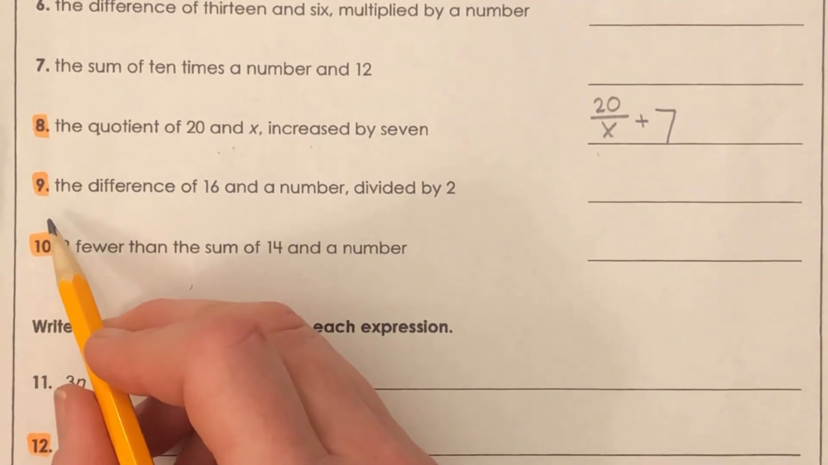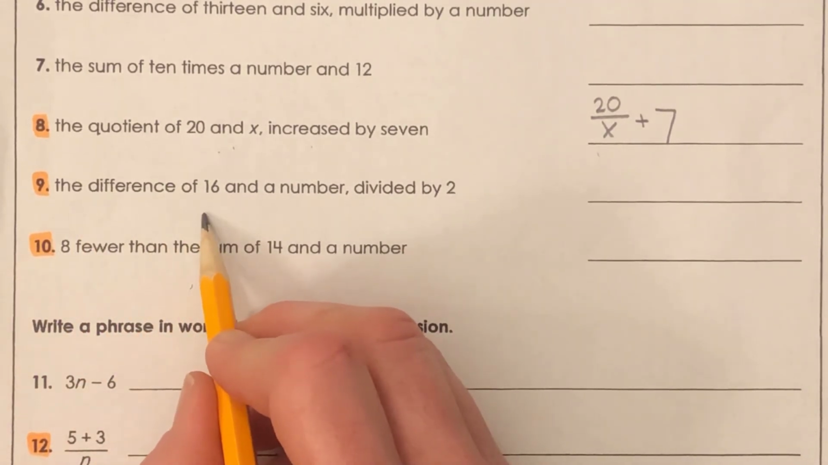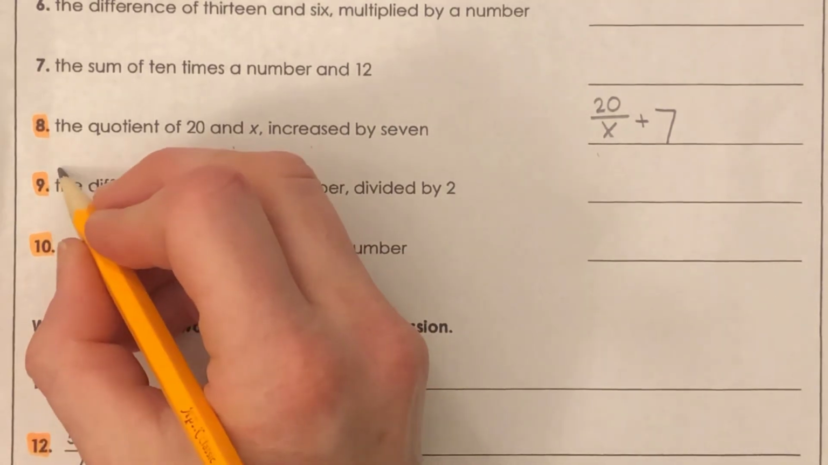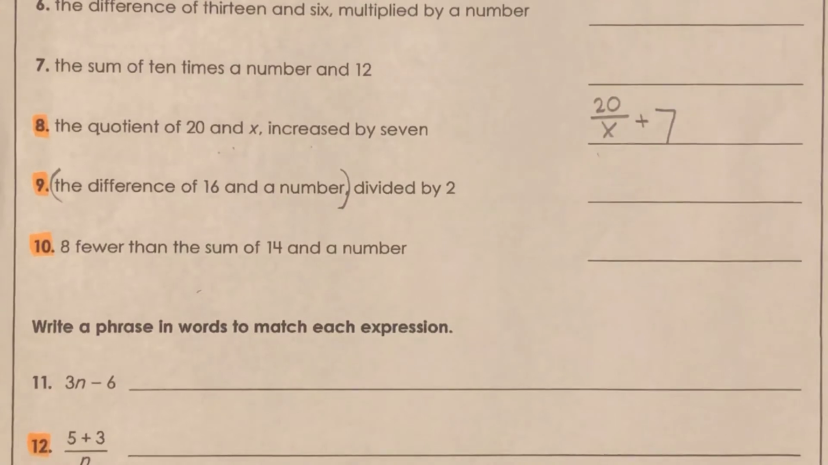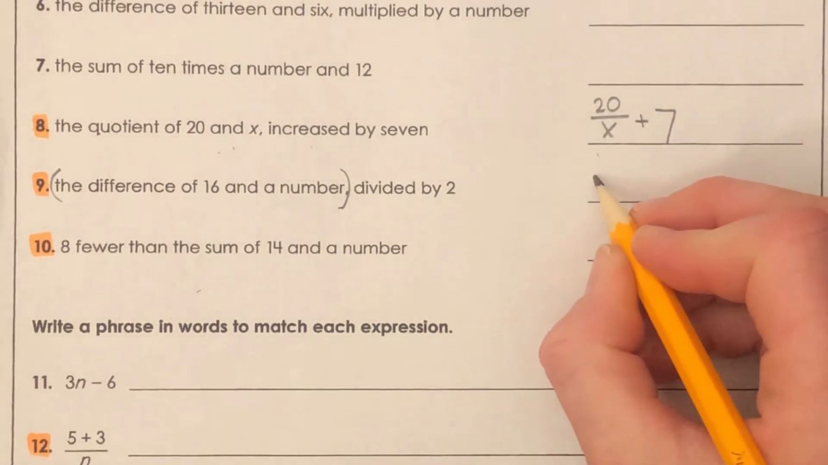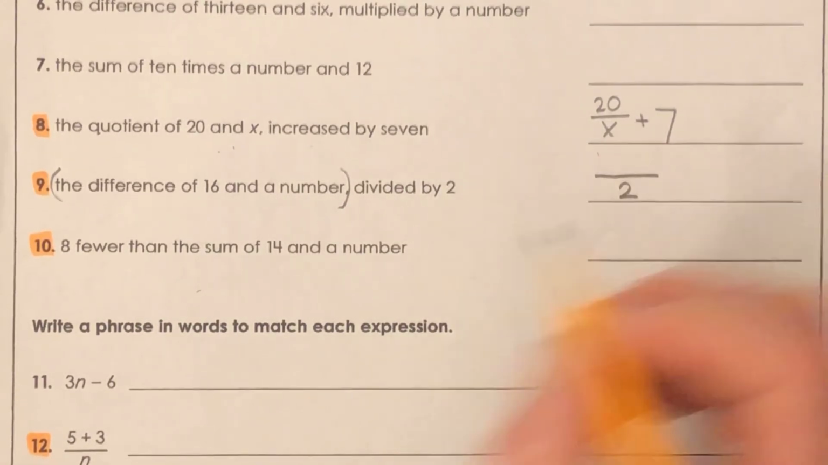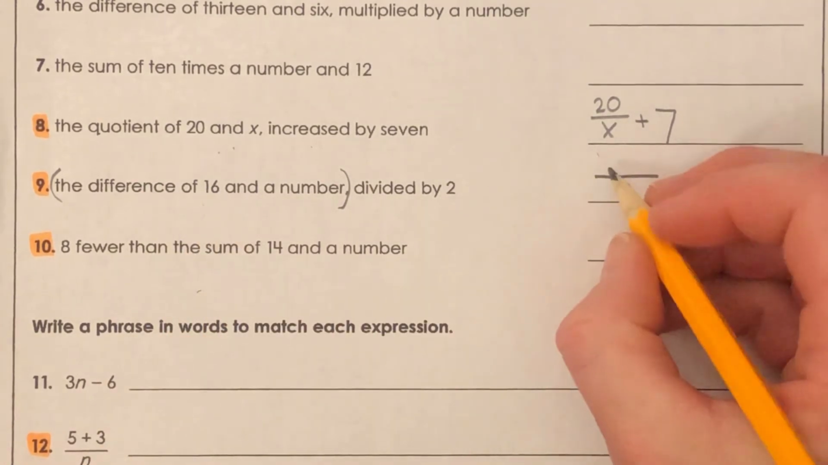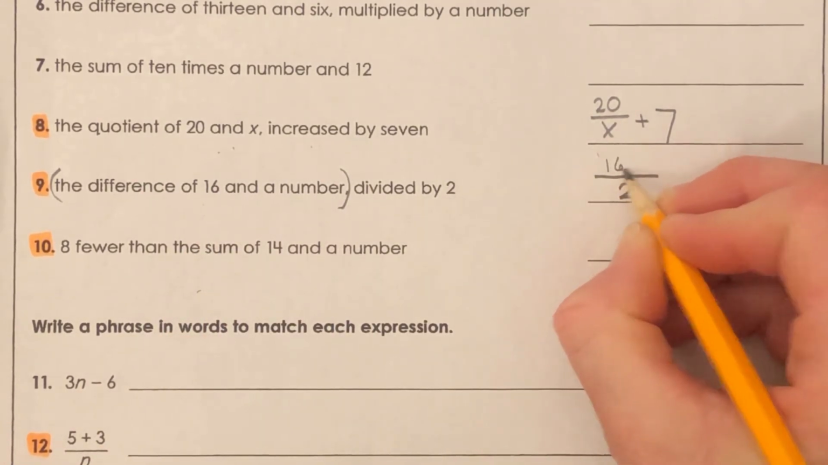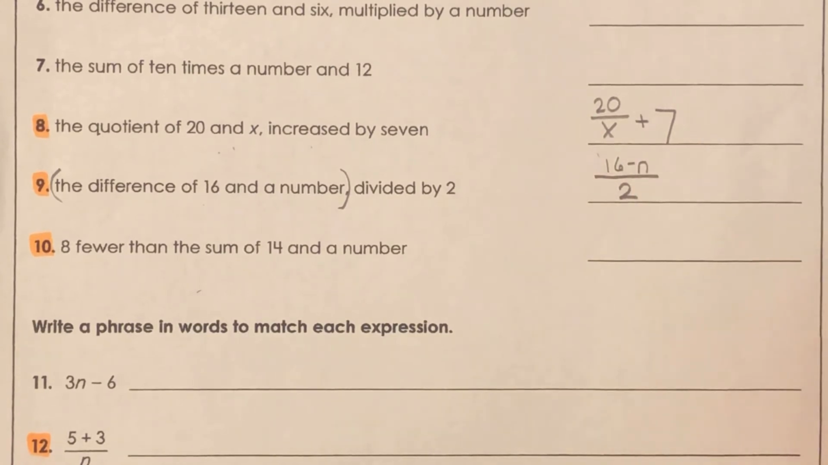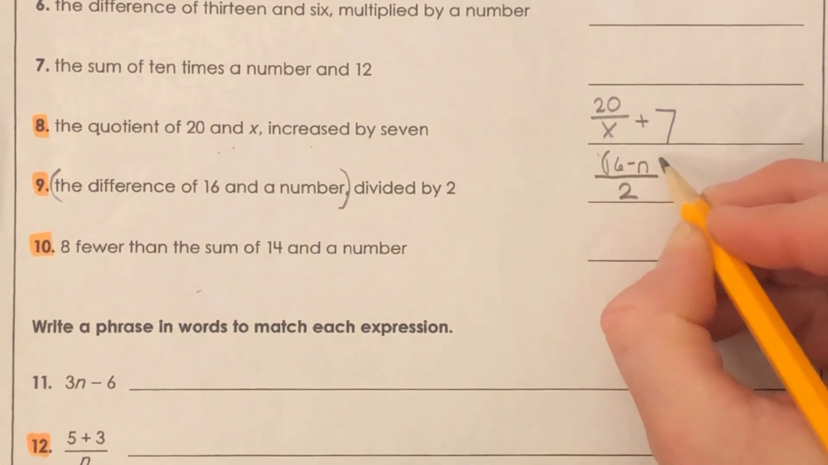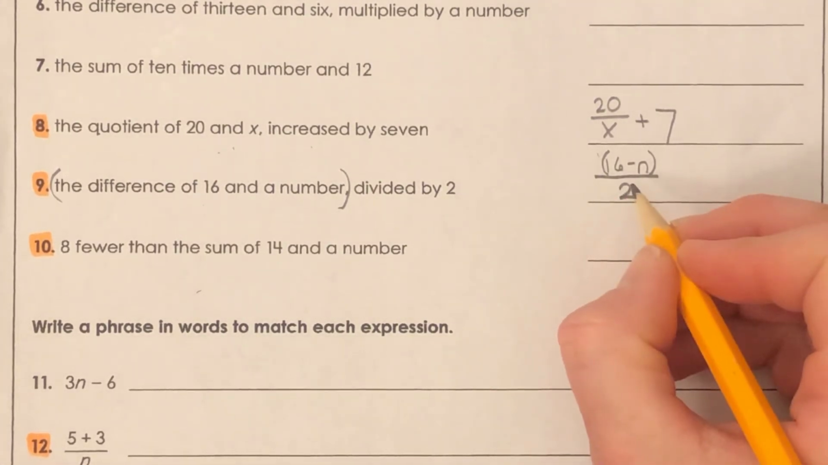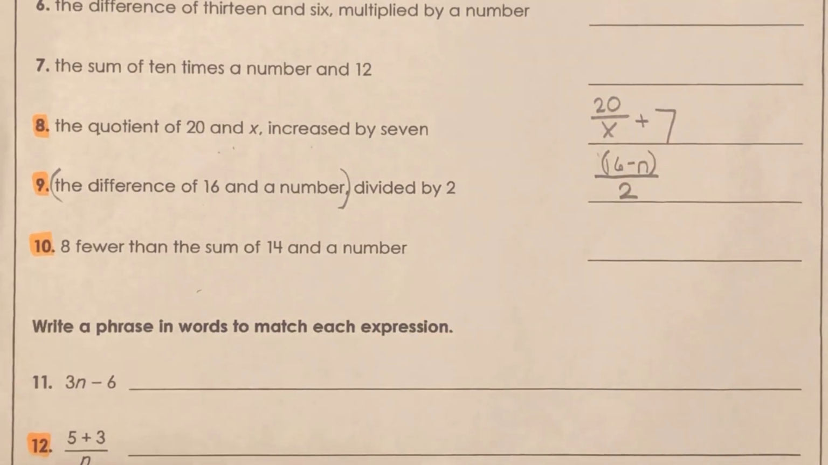Number 9, the difference of 16 and a number divided by 2. So we're going to divide this whole thing by 2. I'll just put that whole thing on top and divide that whole thing by 2. The difference of 16 and a number. You can choose to put parentheses up here if you want. You don't have to. Remember that fraction bar is a form of grouping.